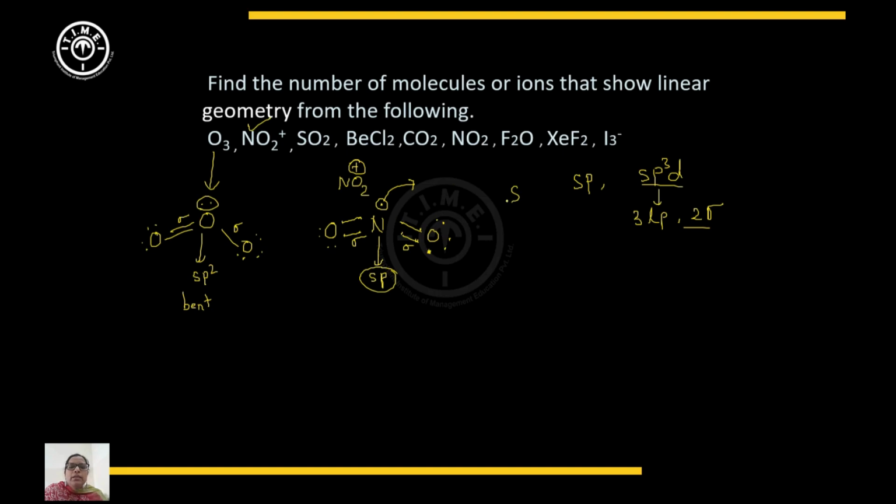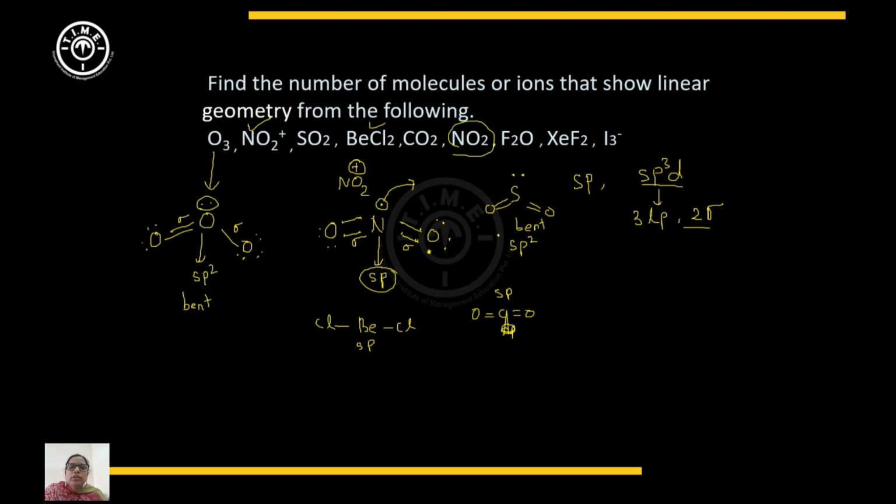SO2, again it is a bent structure like this and with a pair of electrons. So this is not linear and the type of hybridization is sp2. BeCl2 is linear because beryllium is a central atom and it is forming sp hybridization, and this is sp and linear. CO2 already explained, C double bond oxygen, and this is also sp hybridization.